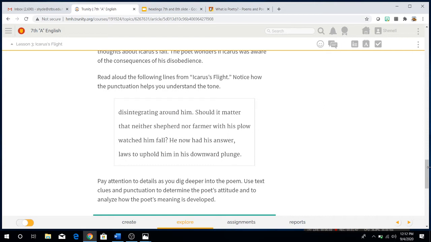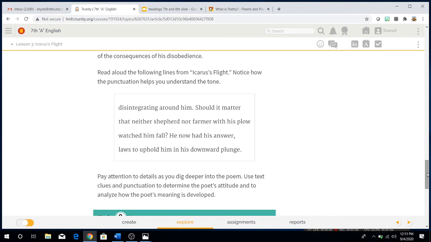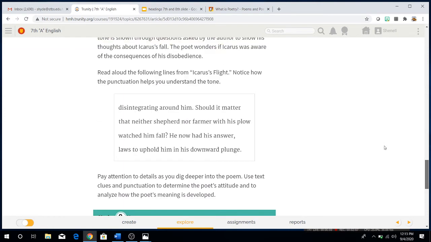So that's an example of using tone. It's not the tone of my voice, it's the tone of the writing that the author, or the poet in this case, portrays when he writes his poem. Pay attention to details as you dig deeper into the poem. Use text clues and punctuation to determine the poet's attitude and to analyze how the poet's meaning is developed.